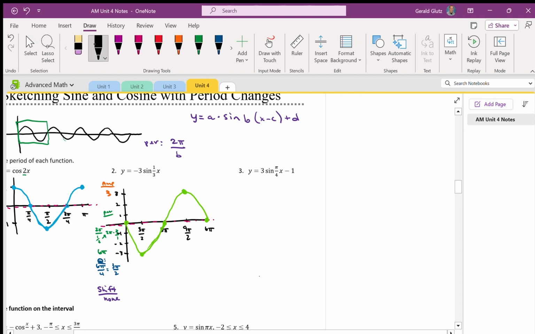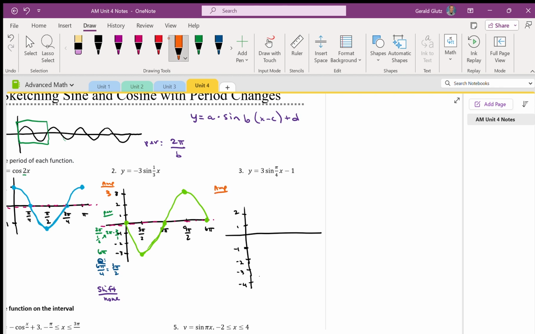Now on the next one, we are shifting down 1. Amplitude's 3. B value is pi over 4. So let's see what this one would look like. I know we're shifting down 1, and the amplitude's 3. So for sine, I'm going to start here, and then I'm going to have to go down to -4. I'm going to have to go up to 2. So amplitude is 3.